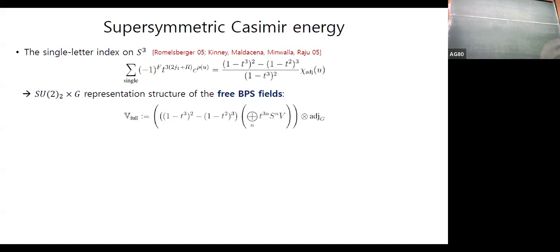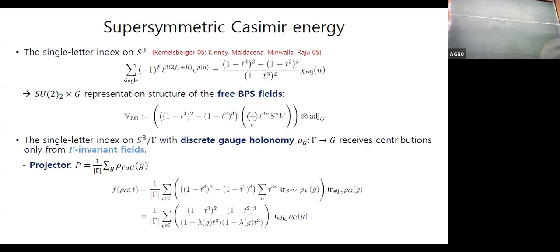So from the single letter index, you can read off the representation structure of the free BPS fields. You have the adjoint representation in the gauge group, and these are like twisted sectors, so many sectors of it. This V is nothing but the two-dimensional representation, and Sn is the n-th symmetric power of that, the two-dimensional representation of SU(2). And we now want to account for the single letter index on S3 mod gamma, introducing discrete gauge holonomy. It will receive contribution only from gamma-invariant fields, as I said.